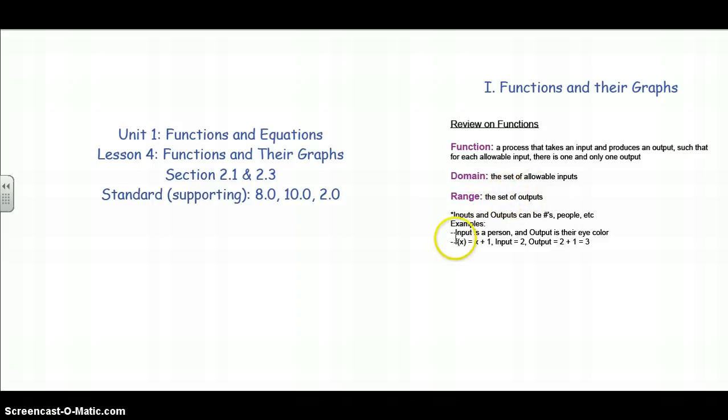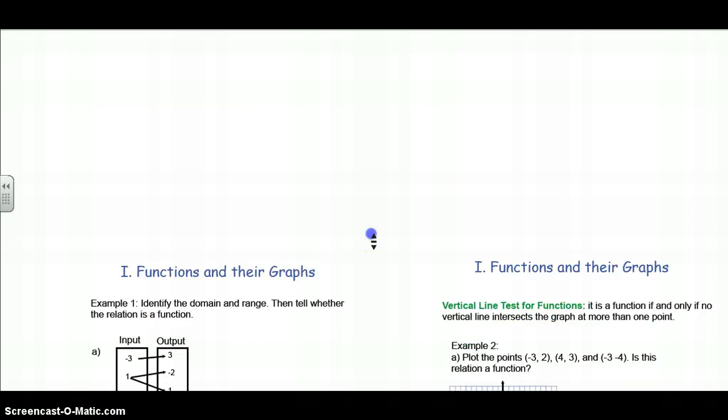So, for example, if an input is a person and their output is their eye color, for every one person they only have one eye color. The domain is the different types of eye colors that they can have, and the range is that set of outputs. Let's try some examples.